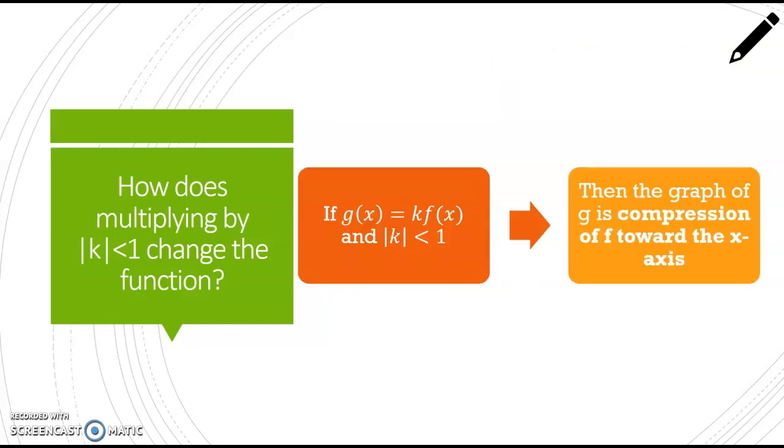Okay, this is what I would write for this one. So your absolute value of k is less than 1. G of x is k times f of x. So the graph would be a compression toward the x-axis. I'd probably also write an example of what that looks like. So draw a little graph there so you can show what that looks like.